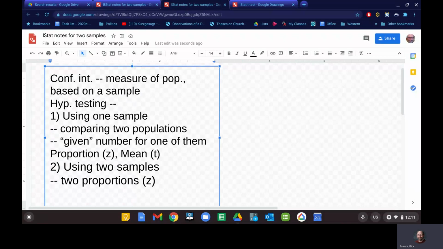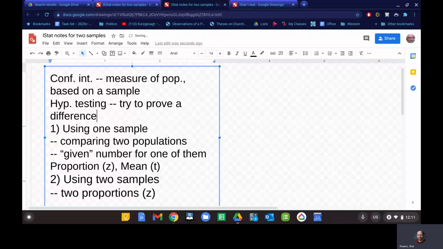Hypothesis testing, however, is where we try to prove a difference. And that's what we're involved in right now. We have different hypothesis testings that we've been doing. And so I want to speak specifically about what that means.